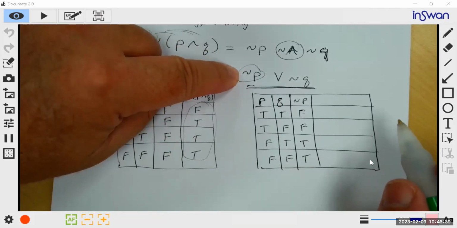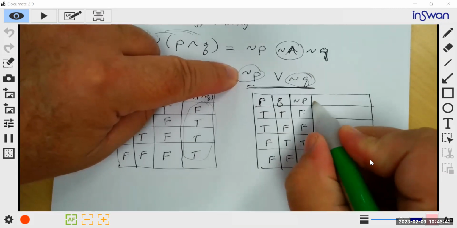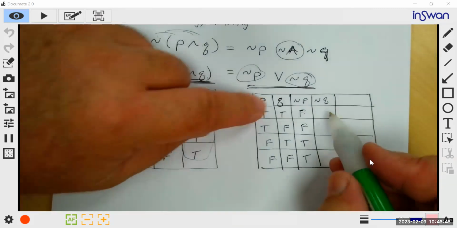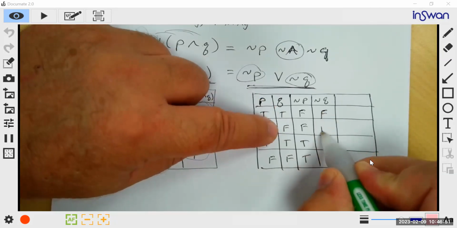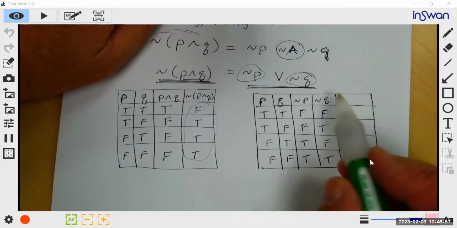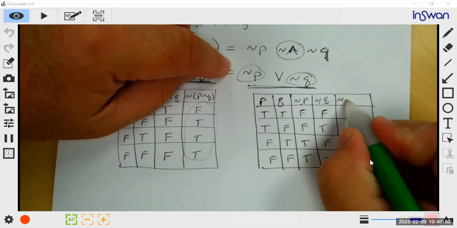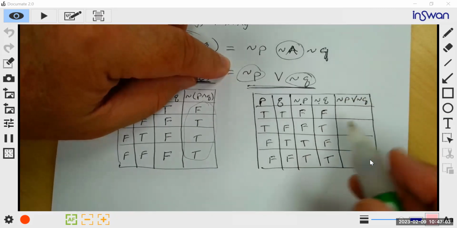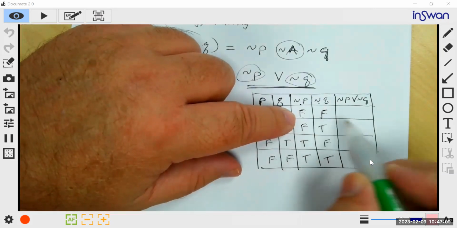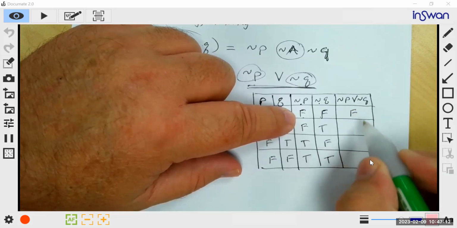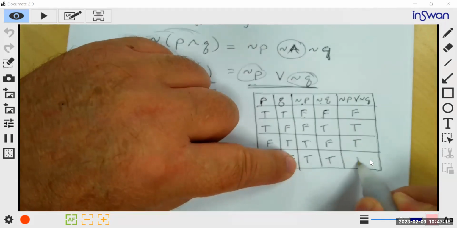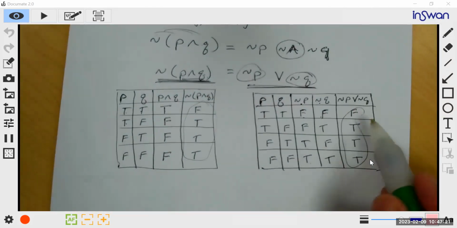Then I have to build the what? The not Q. So the opposite of Q. So it's false, true, false, true. I have not P, not Q. So now I can do the statement. Not P or not Q. False or false. False or true. True or false. True or true. And they're equal.